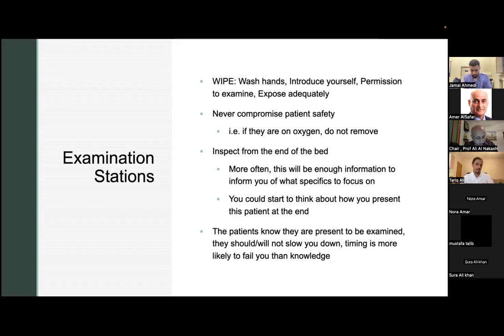And you know that when you come to present this patient, you've got most of the information before you've even seen them. Okay? The patients are there to be examined. They will not slow you down. Okay? So if you ask them to lean forwards, they know that that's something that they're going to be expected to do.